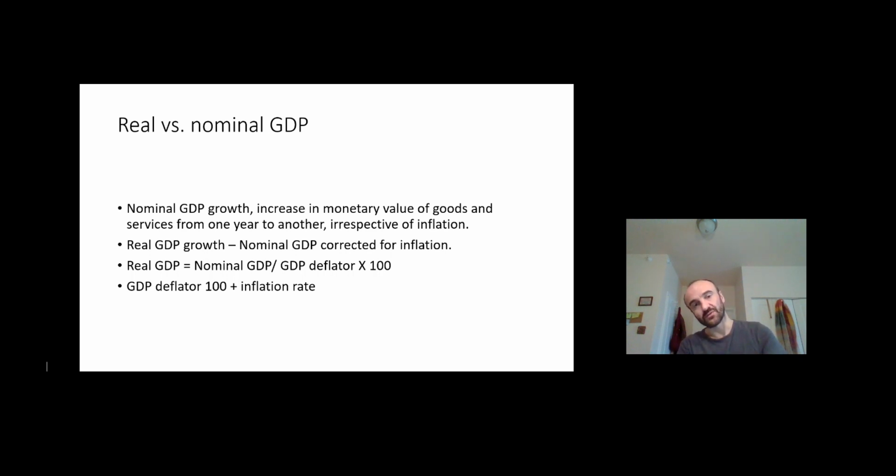So that's on the third row here. It is the nominal GDP divided by something called GDP deflator. I will explain in a second what that is, multiplied by 100. So what is the GDP deflator?